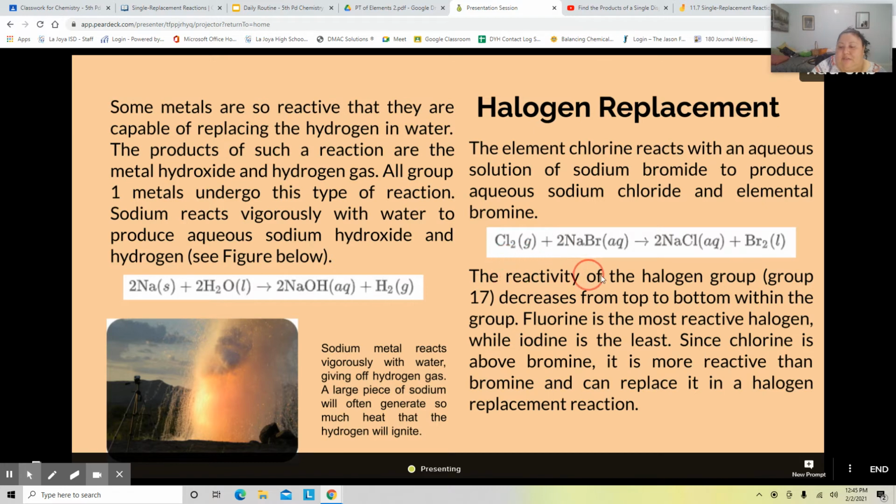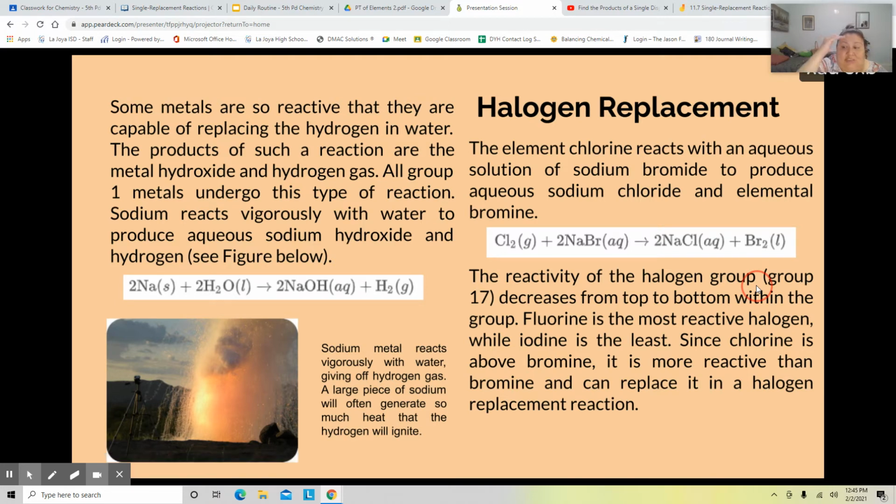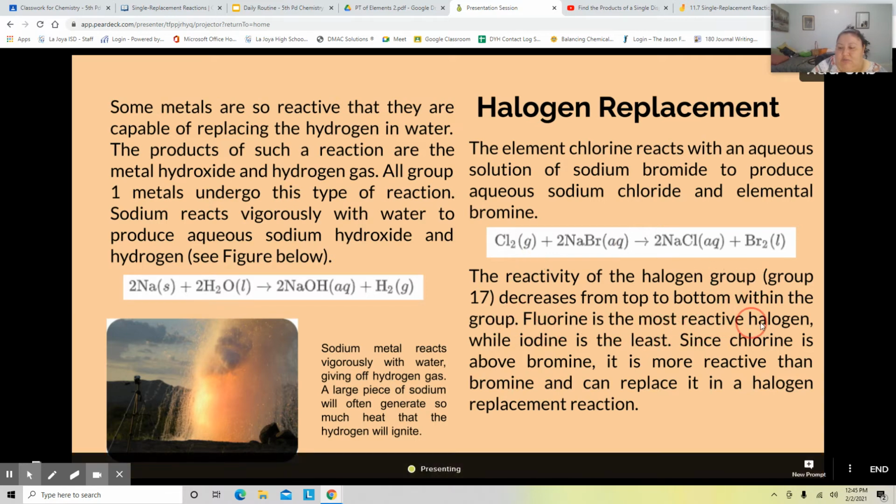The reactivity of the halogen group. How reactive is this group? So you'll have the very reactive elements at the top of the group, and it's going to reduce as you go down. Fluorine is considered to be the most reactive halogen, while iodine is the least reactive. Since chlorine is above bromine, it's more reactive than bromine and can replace it in a halogen replacement reaction.